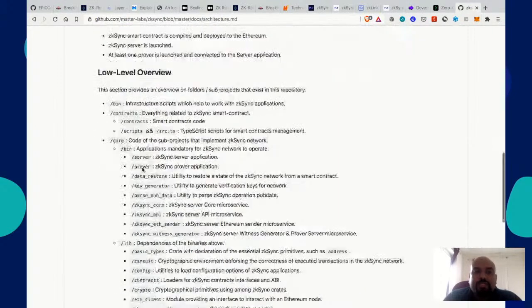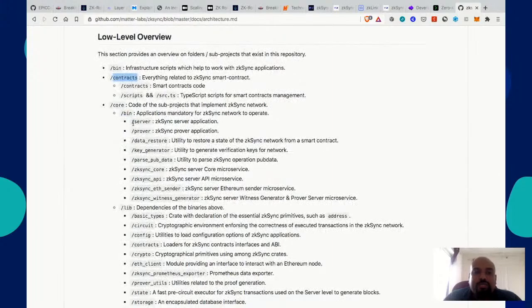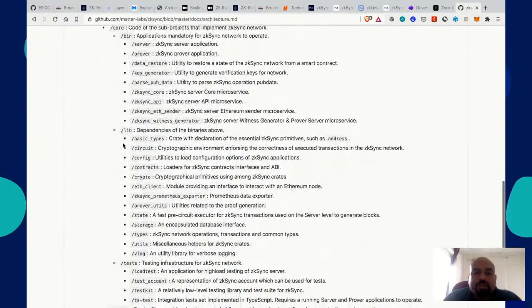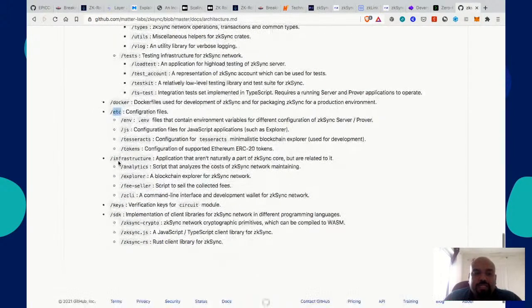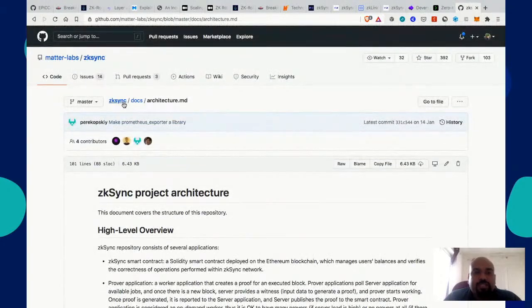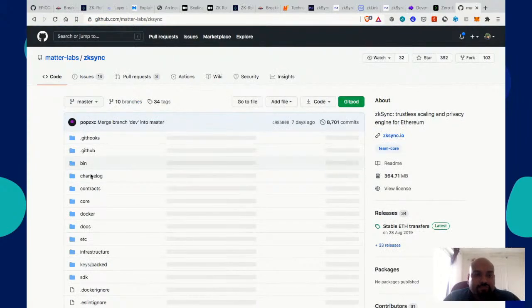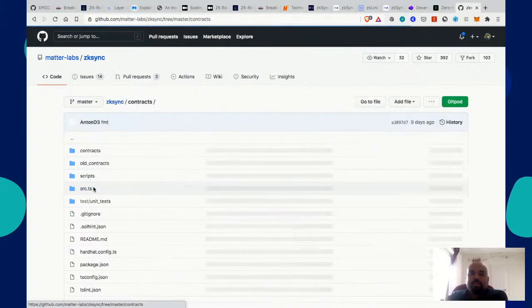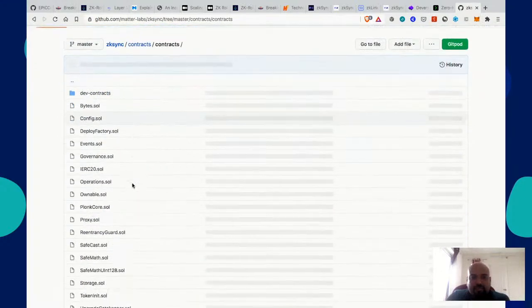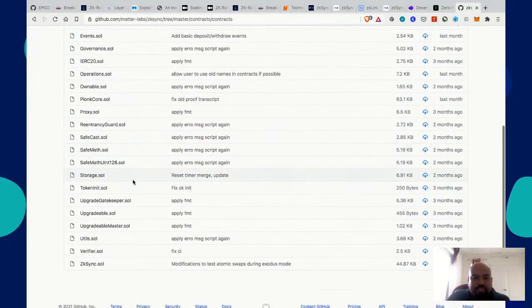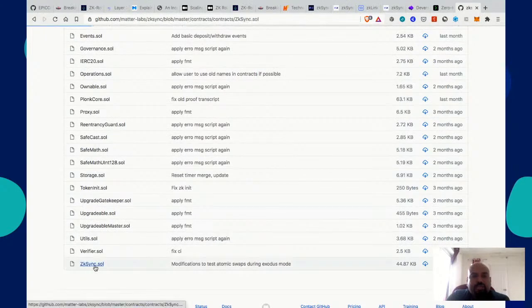So this is the repository code. The contracts are here. The core, server, and prover you can find in the core. The library is here. The Docker scripts are here. The config files are in etc. The ZK Sync smart contracts you can find here. Specifically, the ZK Sync main contract is here.